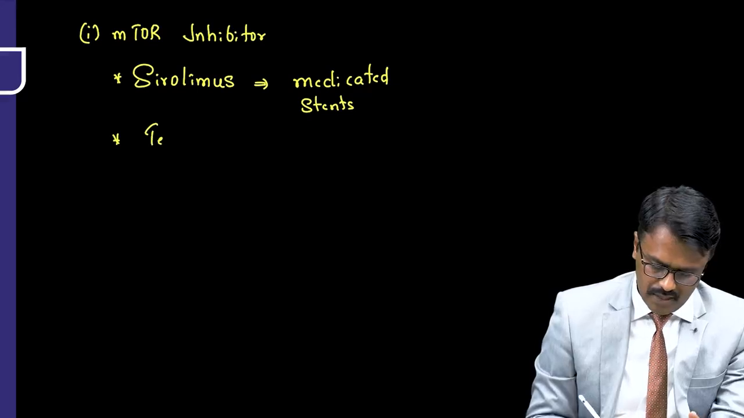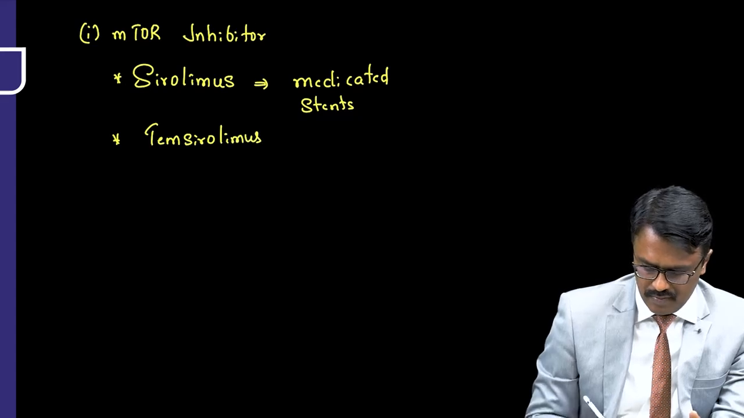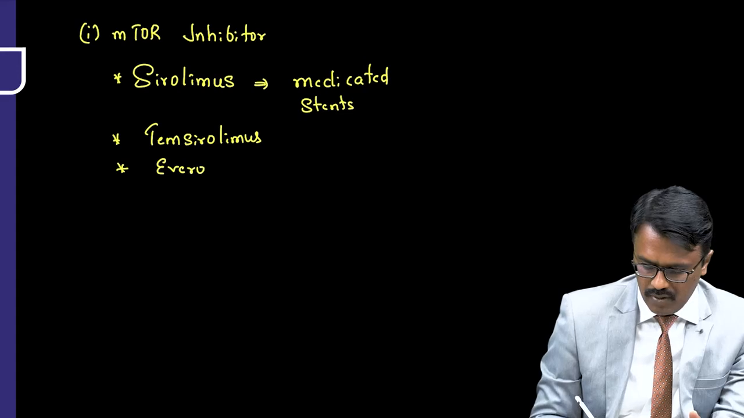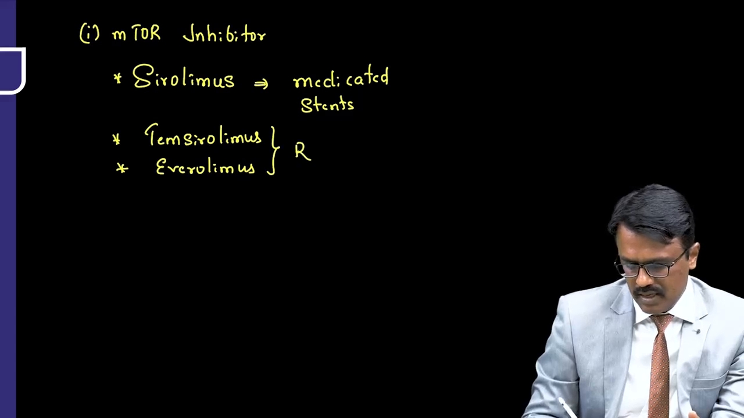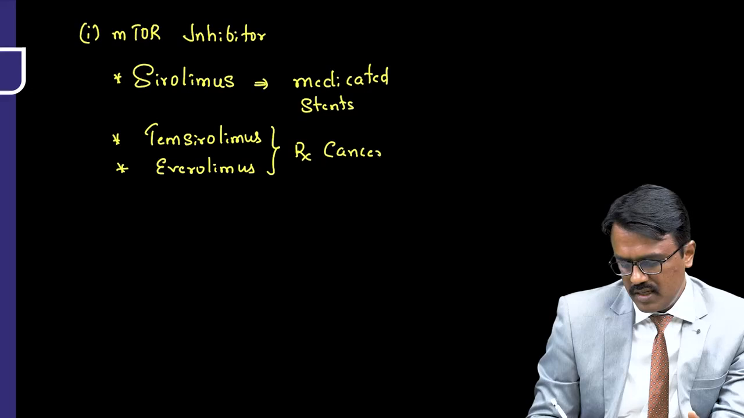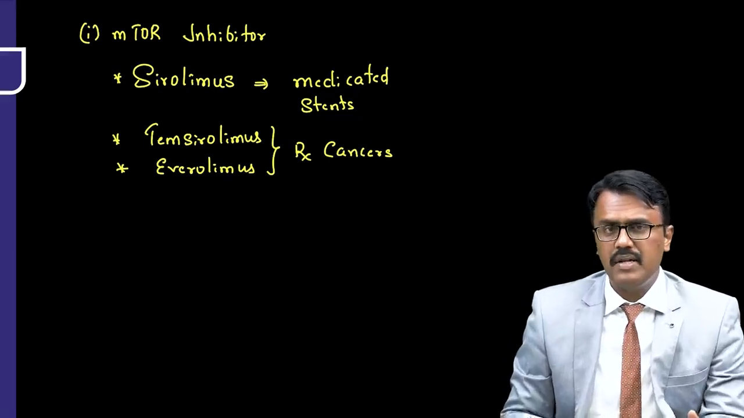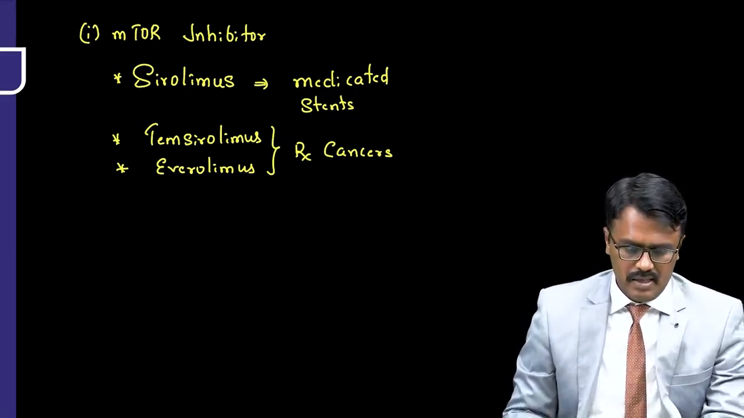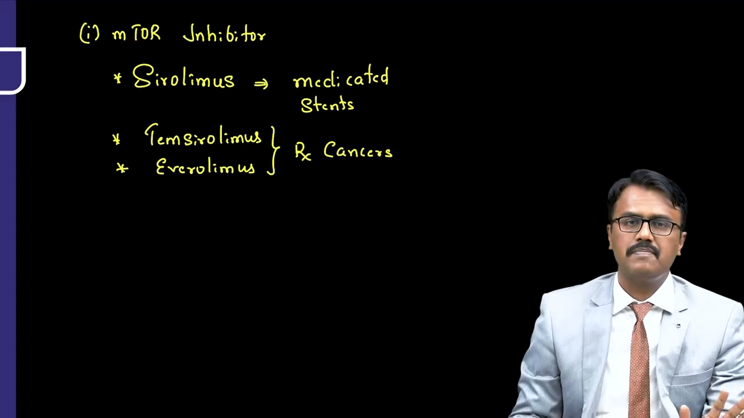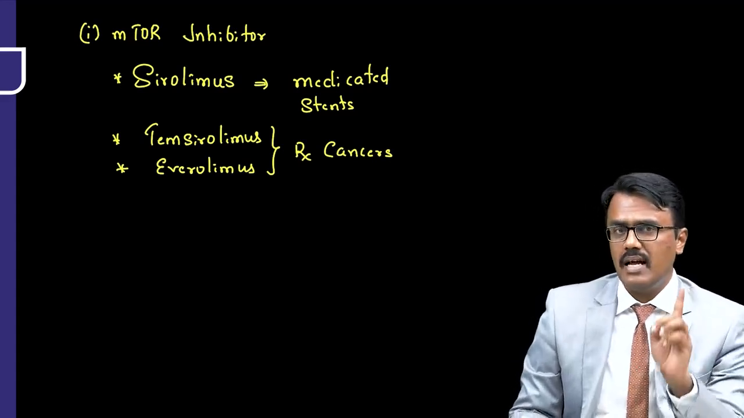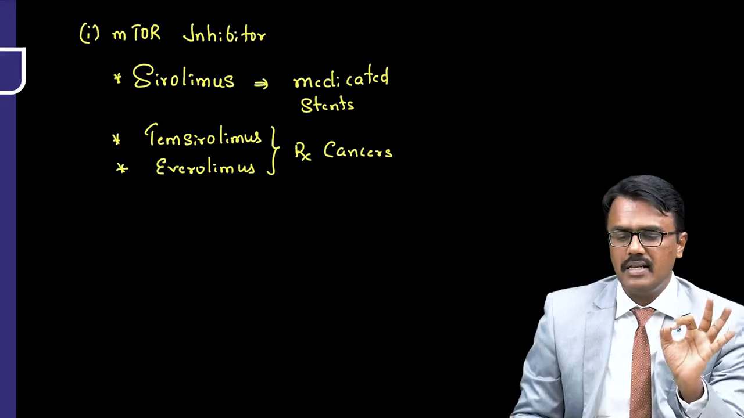Then we have temsirolimus, then everolimus. These are used to treat cancers, because in cancers also, the cancer cells can proliferate with the help of mTOR. Right? So these are sirolimus, temsirolimus, everolimus. And tacrolimus is a calcineurin inhibitor. That is a confusion you will have in the exam. Tacrolimus is a calcineurin inhibitor.